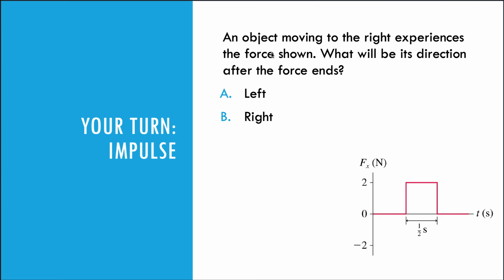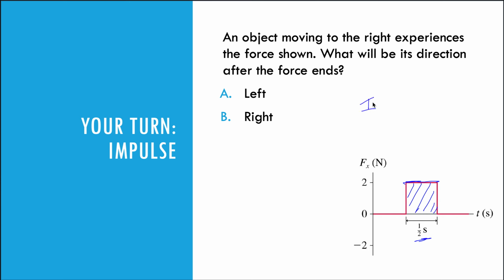An object moving to the right experiences the force shown. What will be its direction after the force ends? So that seems a little bit vague here, but let's take a look. We are given a force versus time graph and a force that is applied for 1/2 seconds, and it's a constant force in this case of 2 newtons over this time interval. But even if it wasn't constant, we know that we can find the impulse by taking the area under the curve.